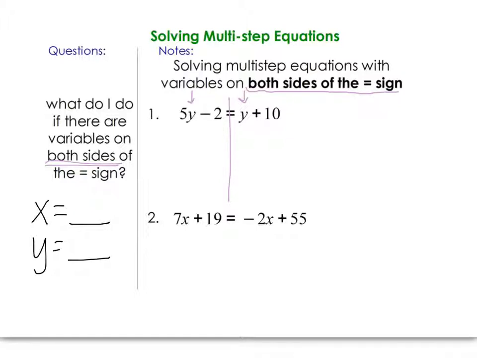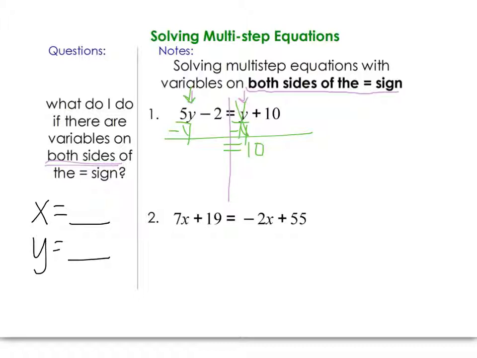I have a y on both sides of my equal sign. What I want to do is move over the smaller variable to be with the larger. So I look and I say I have 5y, I have 1y. Which one is larger? Well, my 5y is larger, so I want to subtract 1y from both sides. So now those y's cancel. All I'm left with is equals 10.